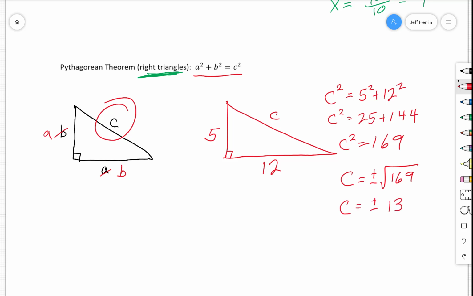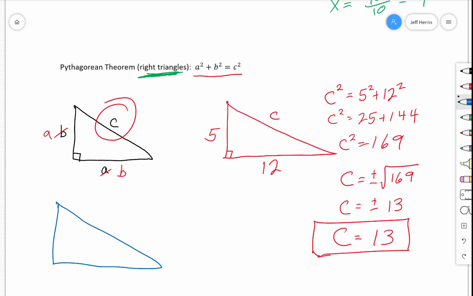But right now, we're not going to consider the positive and negative. We're just going to go with the positive because it doesn't really make sense to say that a hypotenuse is a negative number. When we get into vectors, then that'll change a little bit, but for right now we're only going to use the positive numbers. Let's look at another example.